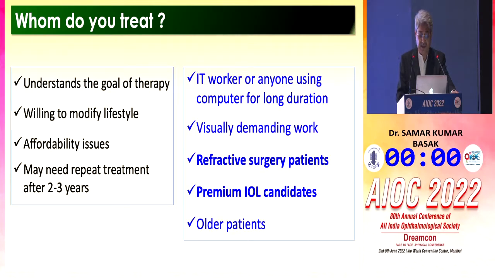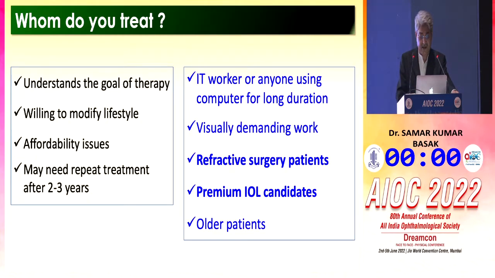Understand the goal of therapy, and be willing to modify lifestyle. This is one part of the tension. Willingness to modify lifestyle is very important. The affordability issue is there. It may need repeat treatment every 2 to 3 years. So the most suitable candidate is an IT worker or someone using a computer for a long duration, visually demanding work, refractive surgery patients, premium patients, and older patients who actually have obstructive MGD, blocked dropout glands.